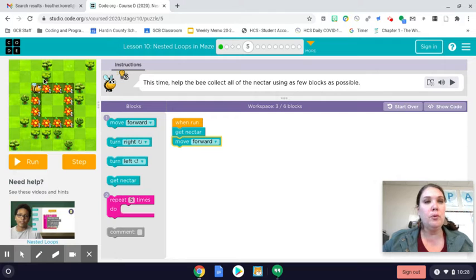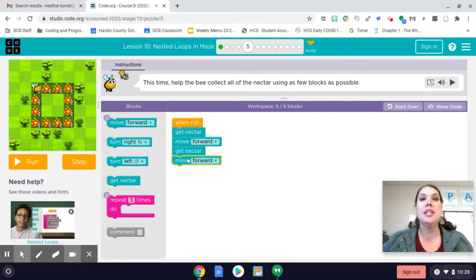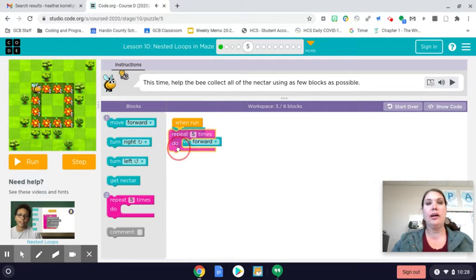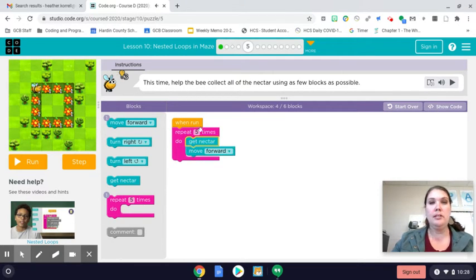So after he moves forward, what do we want to happen again? Get nectar, correct? So I'm starting to see a pattern. I'm seeing a get nectar, move forward, get nectar, move forward. But I'm already getting very close to my limit on how many blocks I can use. So I have to figure out how many get nectar and move forwards do I need for the first level. 1, 2, 3, 4. So I'm going to delete these, add up my repeat block, and change it to a 4. Now let's see what happens.